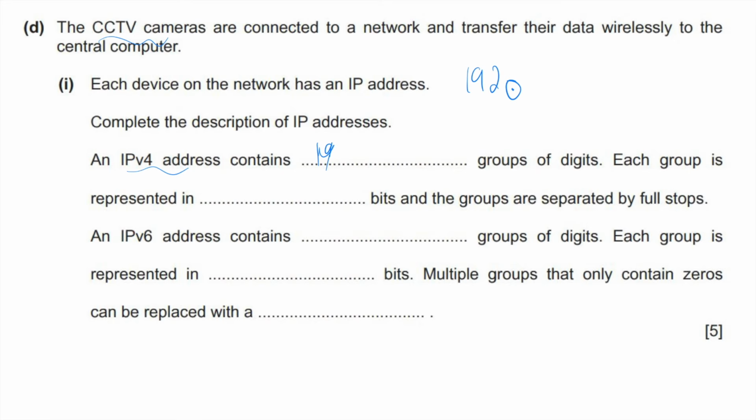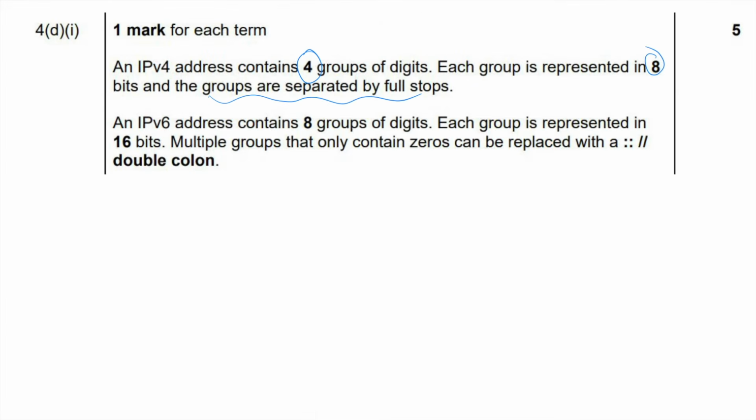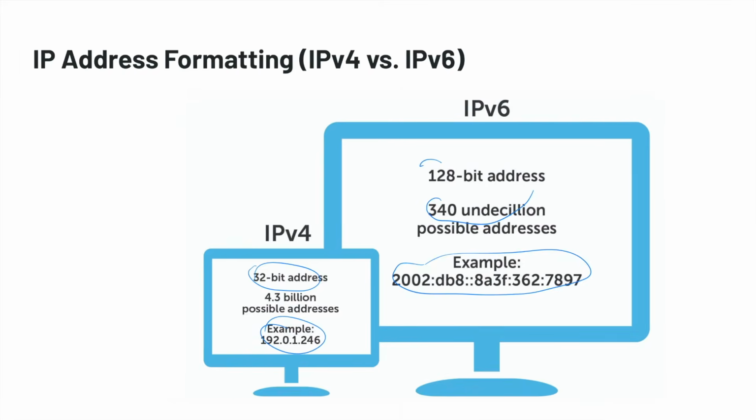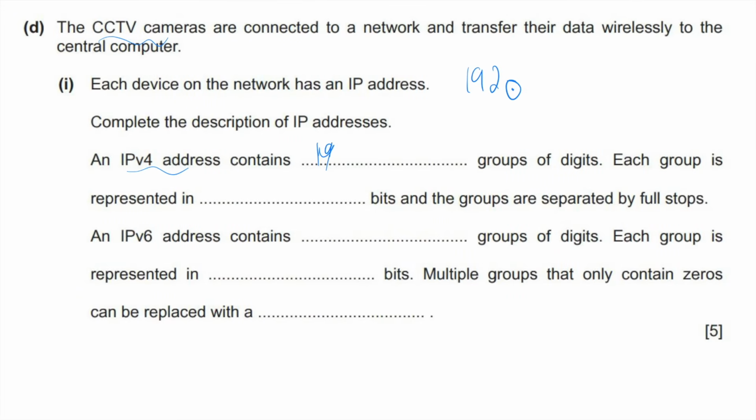Now an IPv6 address contains 8 groups of digits. Each group is represented by 16 bits. Multiple groups that only contain zeros can be represented with a double colon. So if you go back to our example right here, we had 2002 colon db8, and then we had a double colon, which means everything in there is going to be a 0. So it's basically the equivalent of this. But anyways, that is what you need to know about IPv4 versus IPv6.